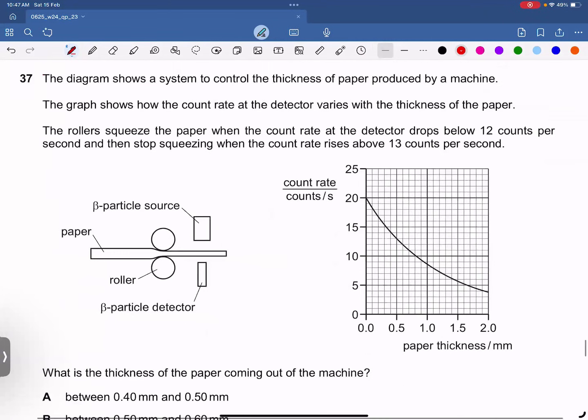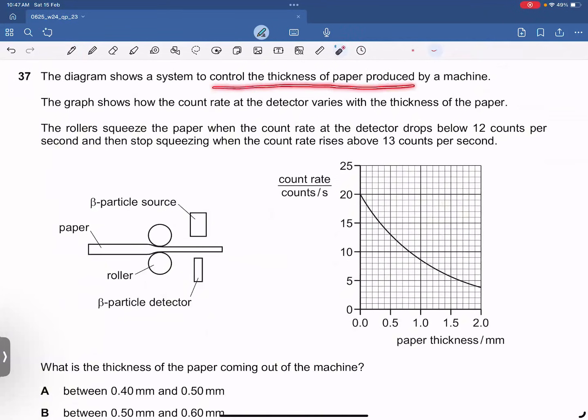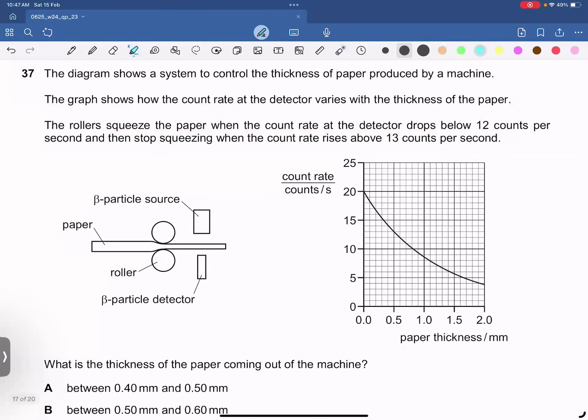The diagram shows a system to control the thickness of a paper produced by a machine. The graph shows how count rate at the detector varies with the thickness. Rollers squeeze the paper when the count rate is below 12. Highlight it. So it is squeezed below 12 and then stop squeezing when it is above 13. So what does that mean? The actual thickness is between 12 and 13.